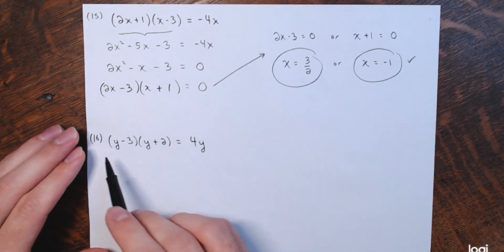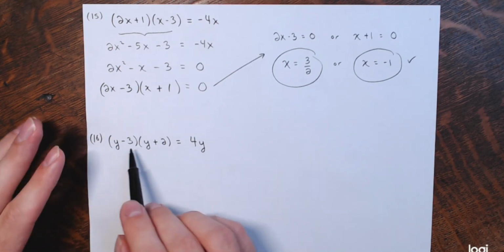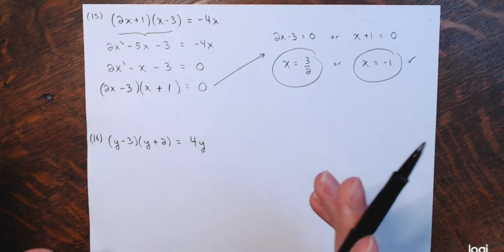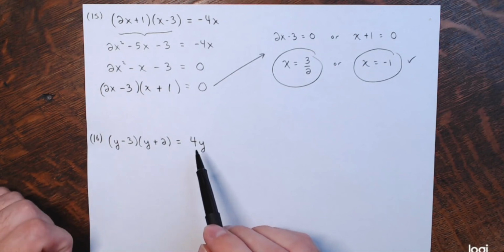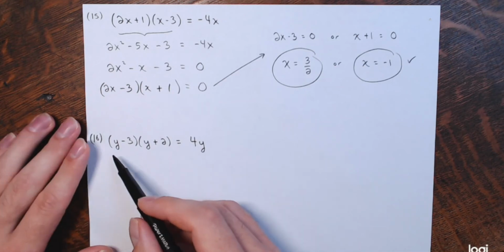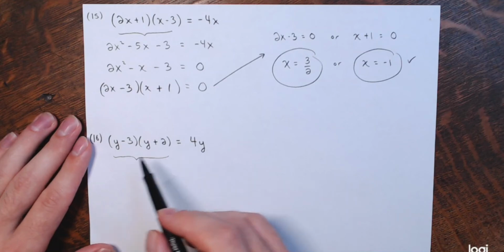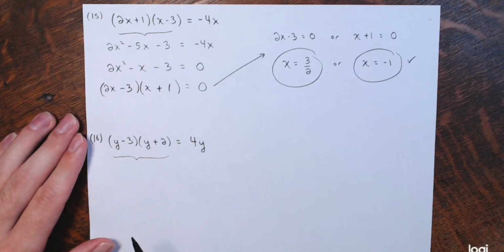Alright, same thing for 16. Right? Oh man, I got a product. I can split them up. No, you can't. You can only do it when there's a product equal to 0. This is not 0. Right? It is 4y. So I need to simplify things and take everything to one side first.